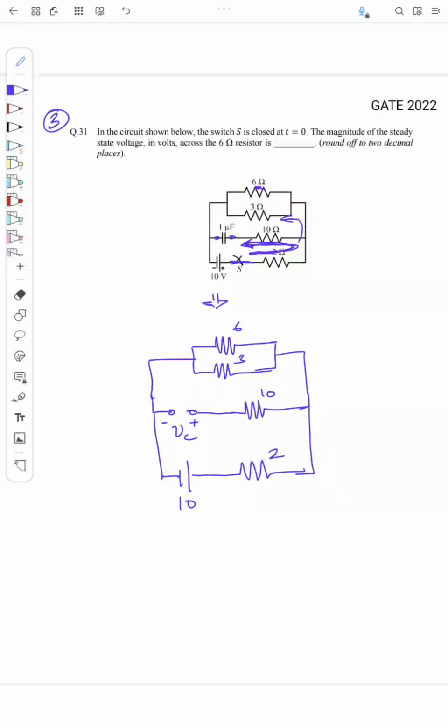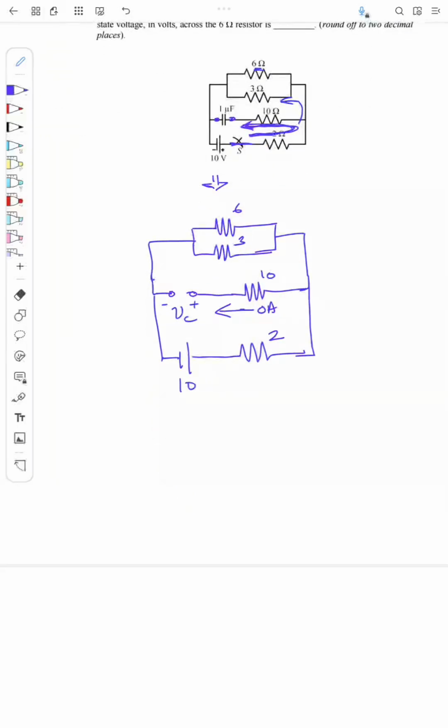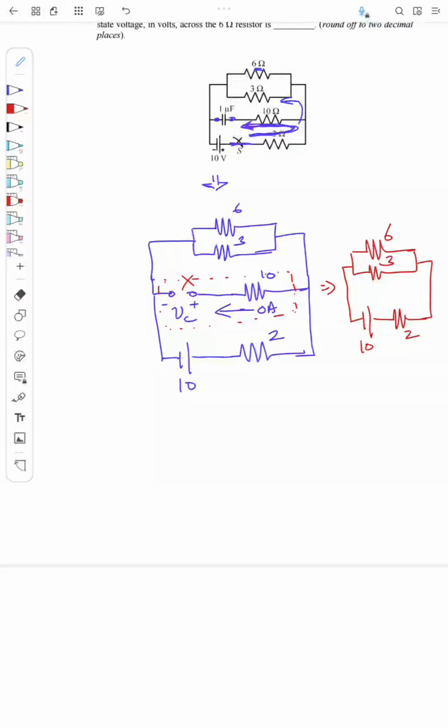So what happens? The current here is 0 ampere, so there won't be any current flow. So if it is 0, this network is not there, right? So I can draw the circuit as 10 volt. Okay, so the circuit is now like this.